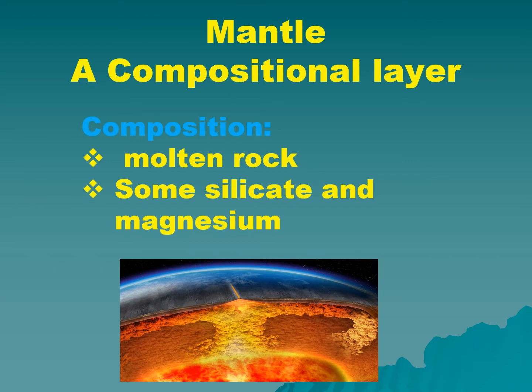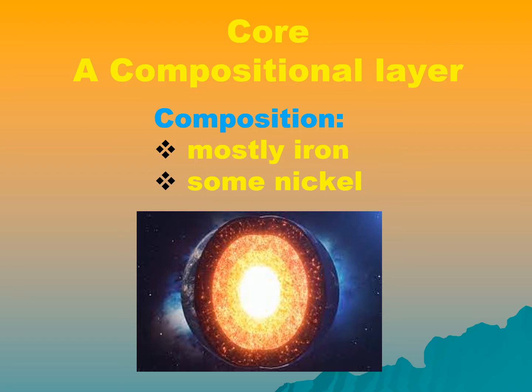The second compositional layer is our mantle. It is comprised of molten rock, both melted and hard, and it's got some silicate and magnesium in it. But its main ingredient is the solid or liquid molten rock that's always moving. Our final compositional layer is made mostly of iron and some nickel. So it's kind of our metal layer. It is made of iron and nickel.